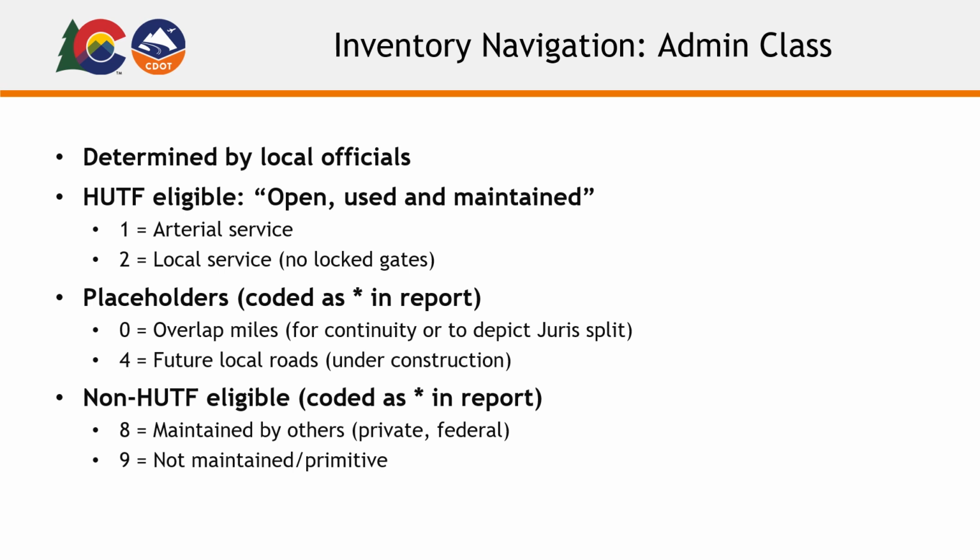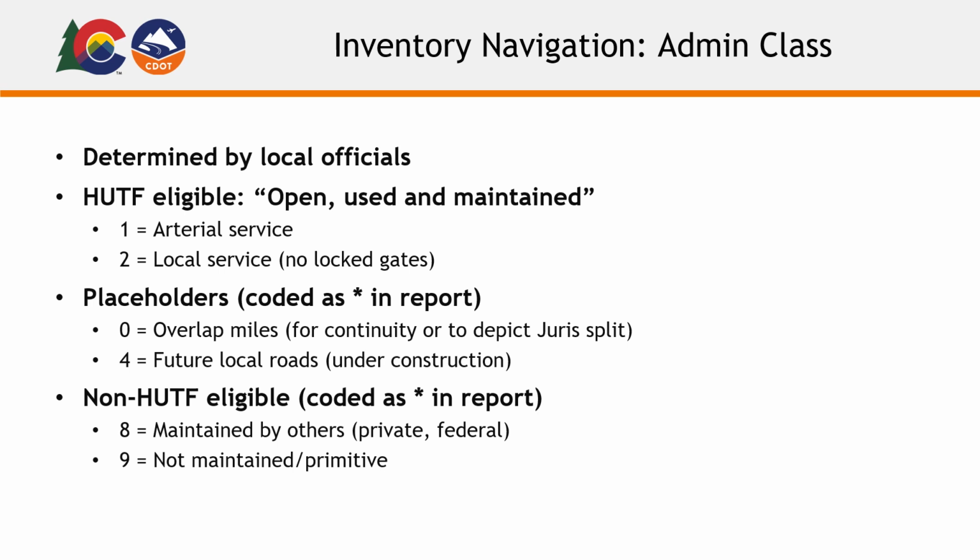Admin Class 4 is used for roads that are under construction that you want to add to your inventory, but are not yet open or maintained by your jurisdiction. Segments that fall within this scenario may be added as an Admin Class 4, and then the admin class may be updated in subsequent years once the roadway is open to the public and is being actively maintained by your jurisdiction.